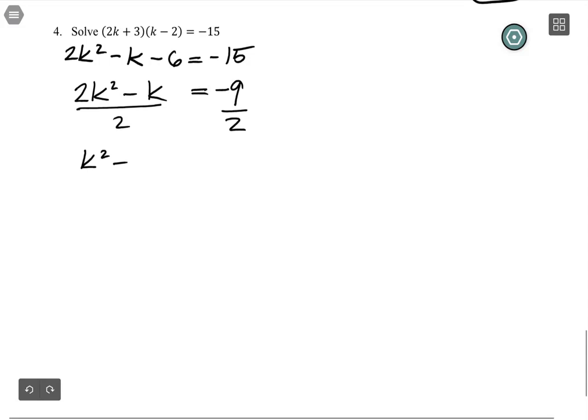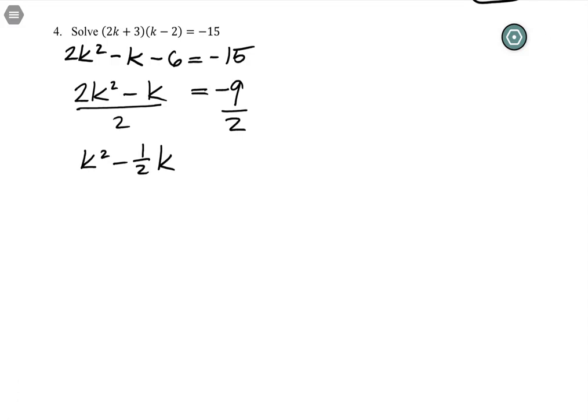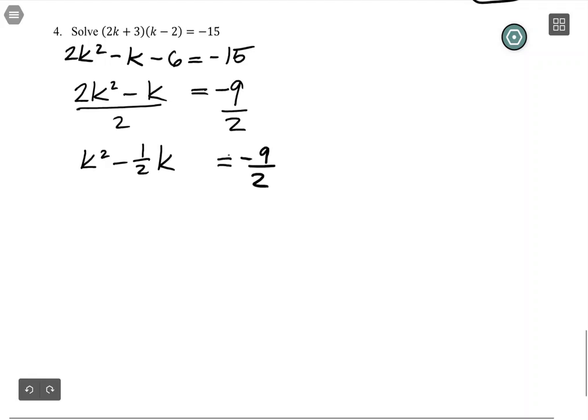K squared minus 1/2 k. Remember, k divided by 2 is the same as 1/2 k. Dividing is always the same as multiplying by the reciprocal. We say that for fractions, but it's true for anything. Dividing is the same as multiplying by the reciprocal. Equals negative 9/2. Okay, if nothing else, this is at least another good fractions example because those are always hard for people.